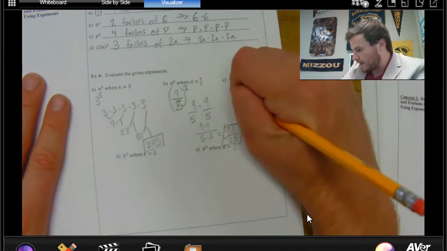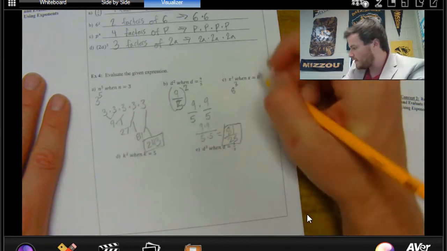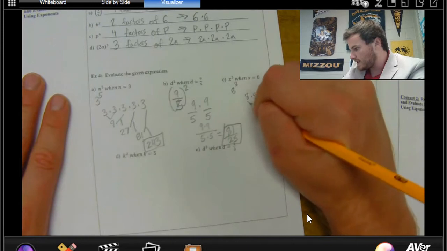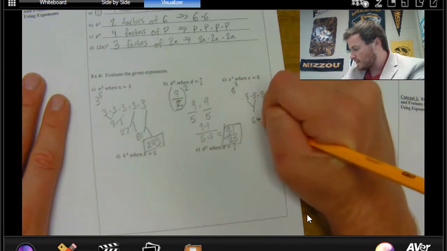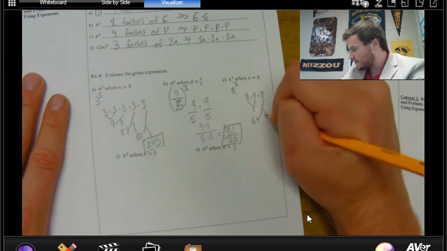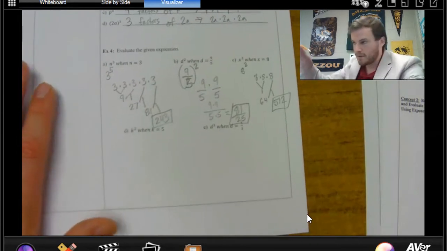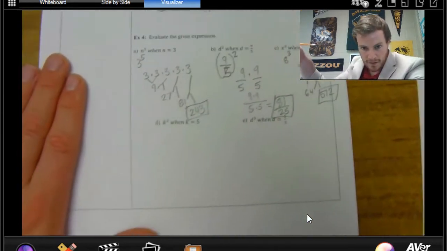Now, example C, it says x to the 3rd power when x equals 8. So it means we plug in that 8. So we have 3 factors of 8. So it's simply 8 times 8 times 8. 8 times 8 is 64. 64 times 8 is 512. And that's our final answer. Box it. Zoom in a little bit if you can't see.